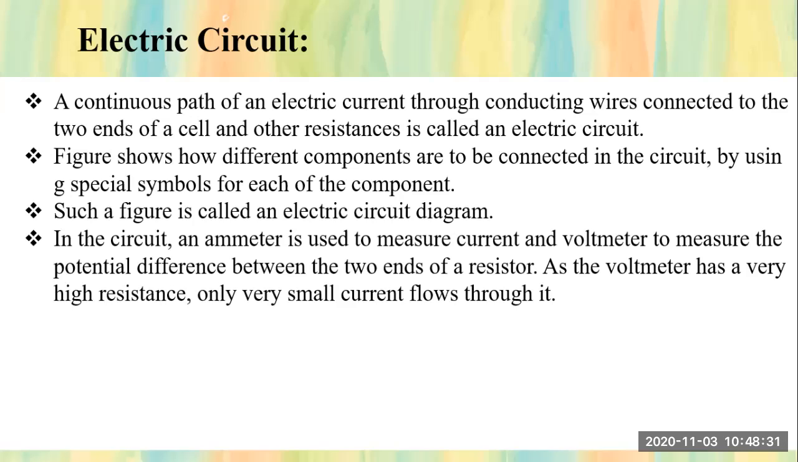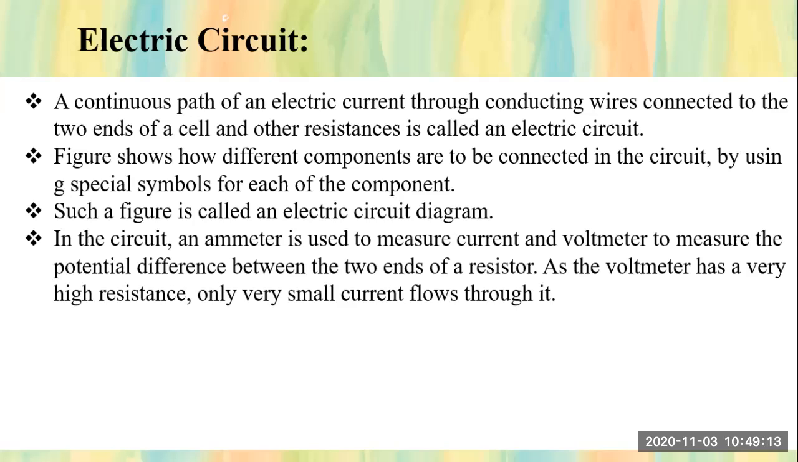Now, see the last point in that. In the circuit, an ammeter is used to measure current and a voltmeter to measure the potential difference between the two ends of the resistance. As the voltmeter has a very high resistance, only a very small current flows through it. Now we'll see word by word. In a circuit, we are connecting an ammeter. So what is the purpose of connecting the ammeter? The ammeter is used to measure current. Okay, students, always remember, to measure a current, which device is used?